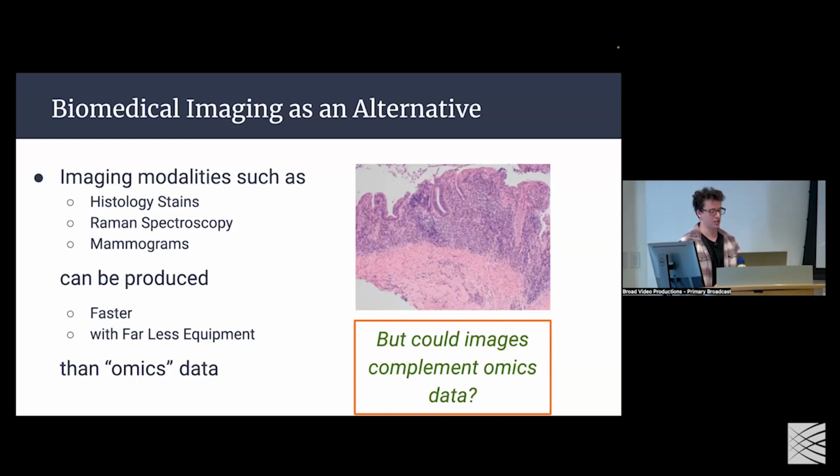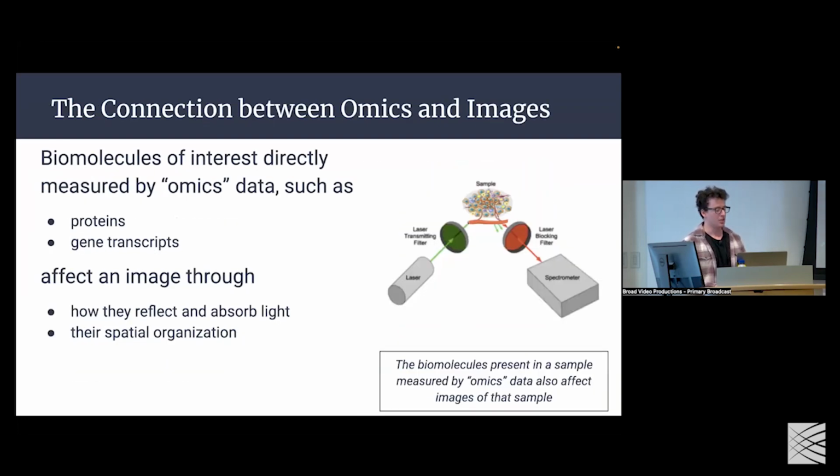It's a lot faster, with less equipment, and much more universally available. We'd like to ask, how can images complement omics data? How can they not really replace, but enhance and maybe take away some of the burden of having to produce omics data?